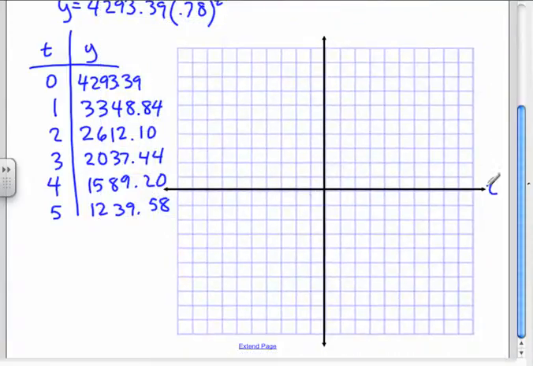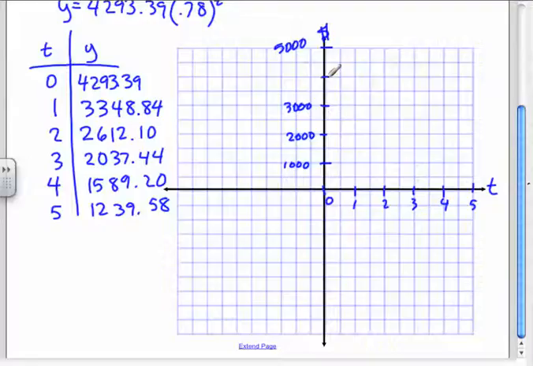Remember, guys, this is time. This is how much the motorcycle's worth. All right, I'm going to let this be 0, of course. This is going to be 1 year, 2 years, 3 years, 4 years, and 5 years. Okay? And then, since this goes, I'm going to let this be 5,000. All right? Which means that this is 1,000. This is 2,000. This is 3,000. This is 4,000. Okay? Now graph in green. How about that? I like green.